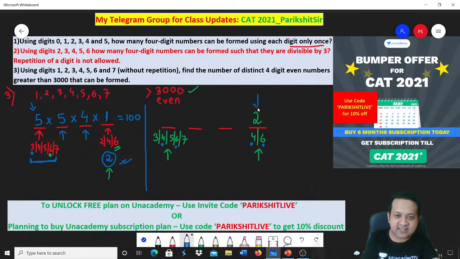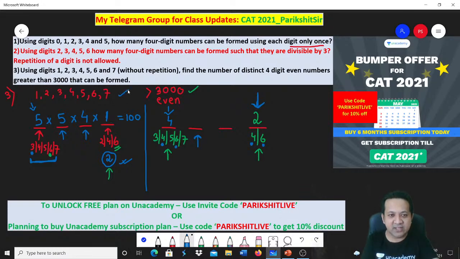Whatever digit you selected in the units place, 4 or 6, that same digit cannot be selected in the thousands place. Meaning, out of the 5 options in the thousands place, one option is gone. You cannot be selecting the same digit again. So you have got 4 options. Correct? Next, hundreds place. Again, repetition of digits is not allowed.